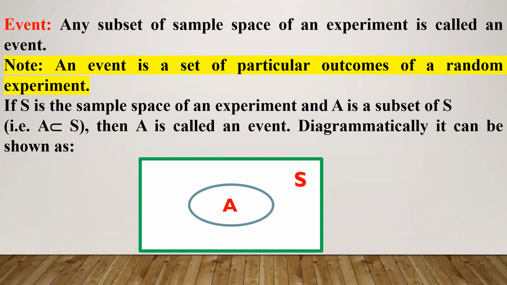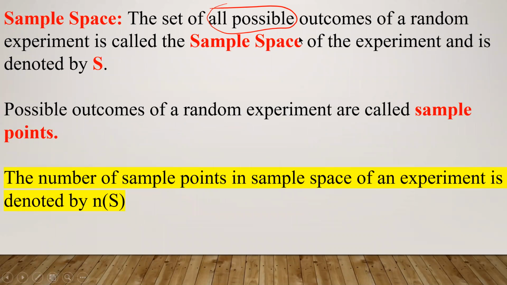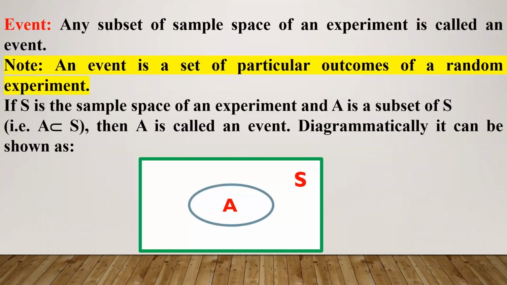See, what is the difference between event and sample space? What is a sample space? It is the set of all possible outcomes. The set of all possible outcomes is what we call the sample space. But in an event, we do not take all, but particular outcomes. So an event is a set of particular outcomes of a random experiment. So an event is a subset of the sample space.